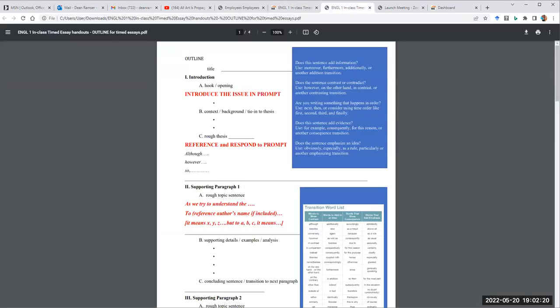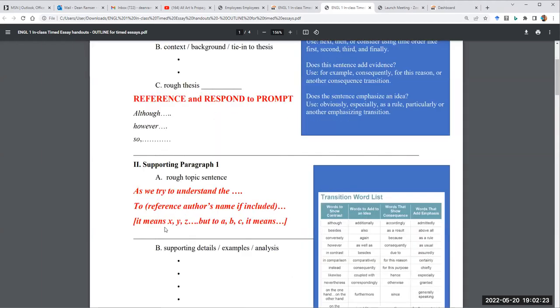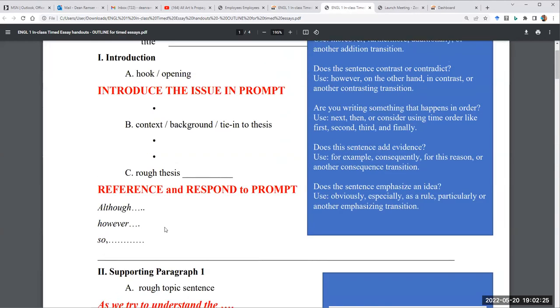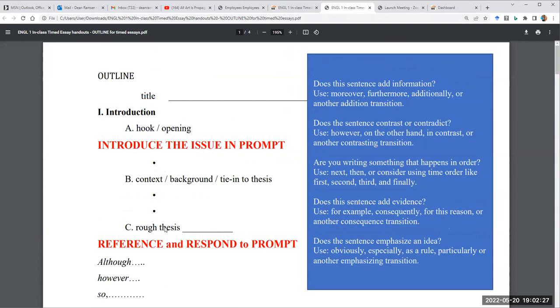Okay, great. So this is sort of a mixture of tips I received from other instructors and what would help in this writing assignment. So in the blue box, there's sort of directive questions to help you look at your writing and answer them. So does this sentence add information? Use moreover, furthermore, additionally. So when you're trying to add more information, does the sentence contrast or contradict?